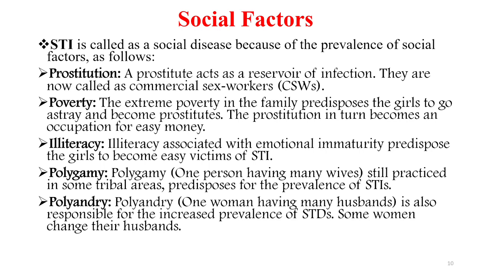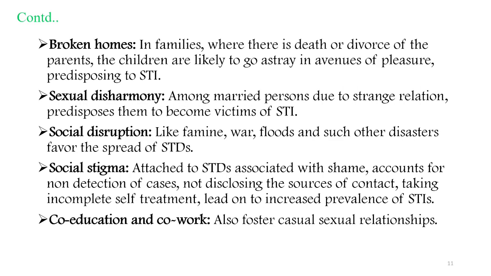Illiteracy. Illiteracy associated with emotional immaturity predisposes the girls to become easy victims of STI. Polygamy means one person having many wives, still practiced in some tribal areas, and predisposes to the prevalence of STIs. Polyandry, that means one woman having many husbands, is also responsible for the increased prevalence of STDs. Some women change their husbands frequently. In case of broken homes, in families where there is death or divorce of the parents, the children are likely to go astray in avenues of pleasure, predisposing to STI. In case of sexual disharmony, among married persons, due to strained relations, predisposes them to become victims of STI.